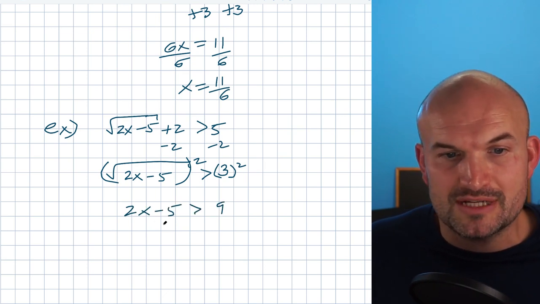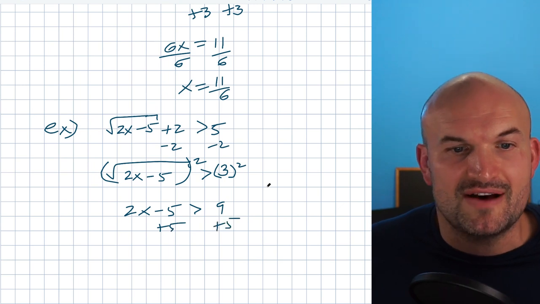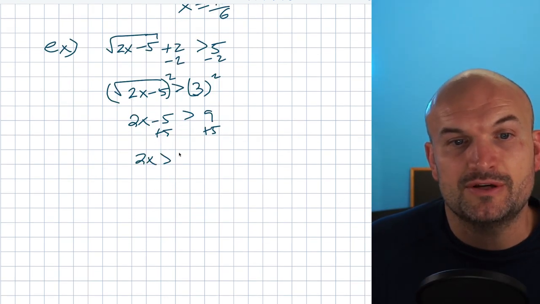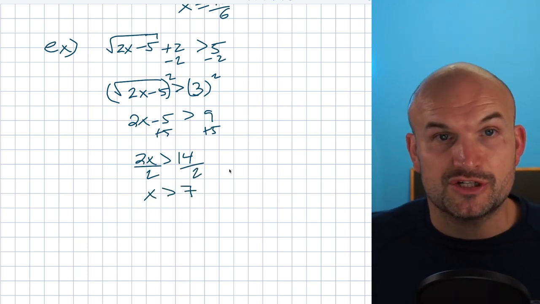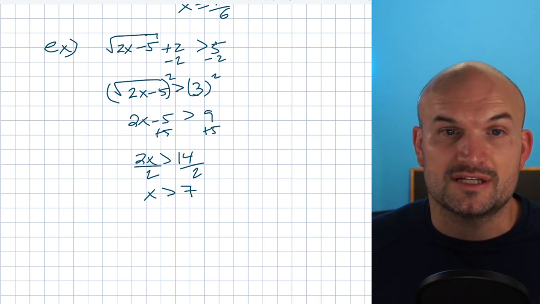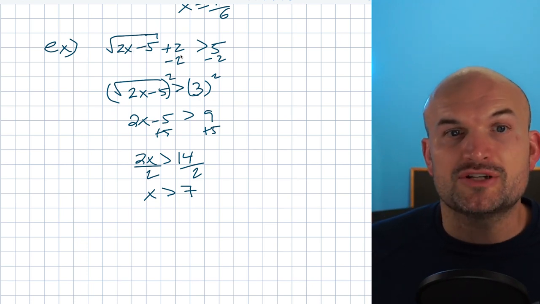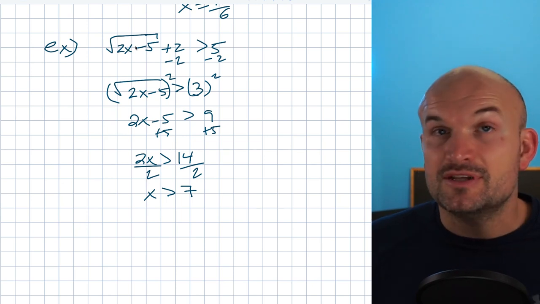Now again, using my inverse operations here, so you say, all right, that's going to be plus 5, and I get 2x is going to be greater than 14. Divide by 2, divide by 2, x is going to be greater than 7. But it's very important to also make sure whenever we're dealing with our radical, especially on an inequality, that we are taking into consideration the domain of the radical.